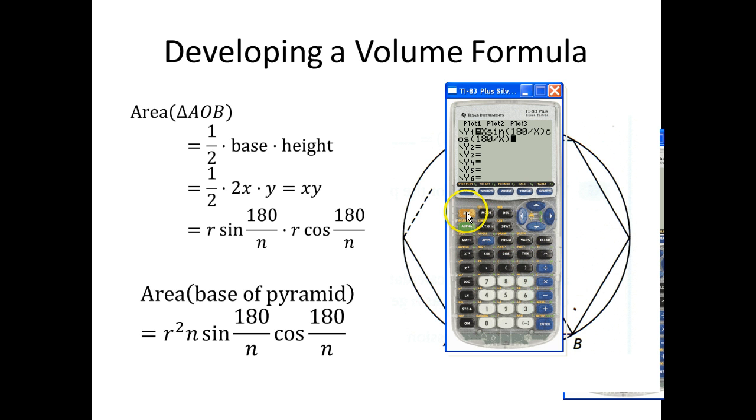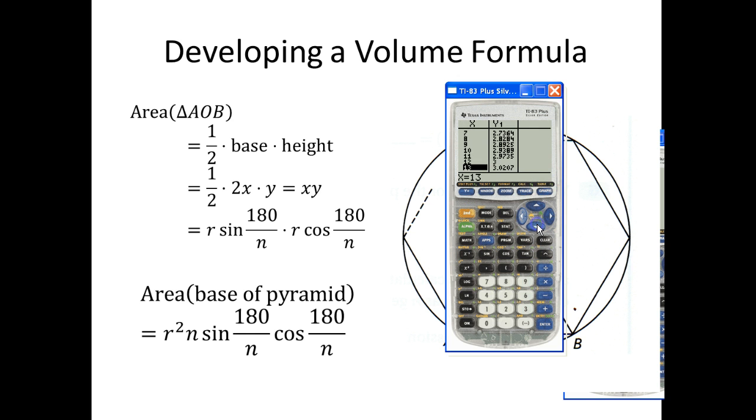Then I want to look at a table of the value of this expression as the number of sides n gets larger and larger. According to the calculator, it's x. So let's set up our table. We go to second, table setup. Since we're typically going to have at least 3 sides for the base of the pyramid that we're inscribing, I'm going to start at 3. Then I'm going to look at a table of values.